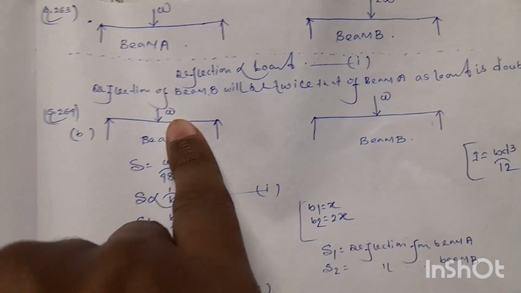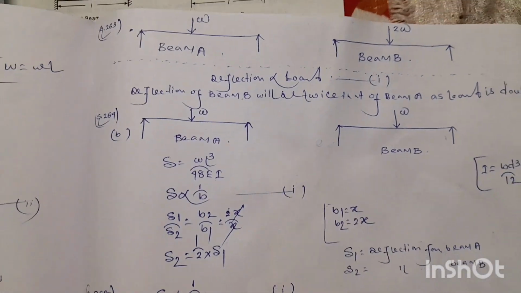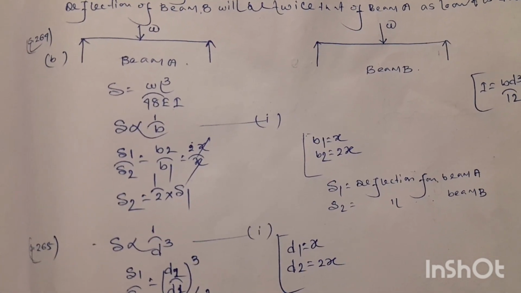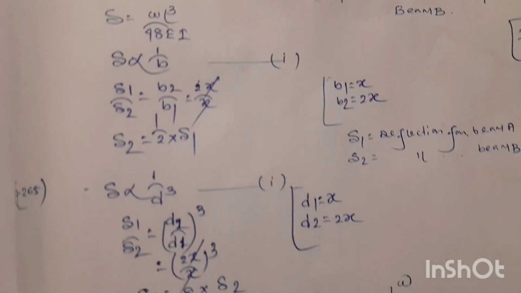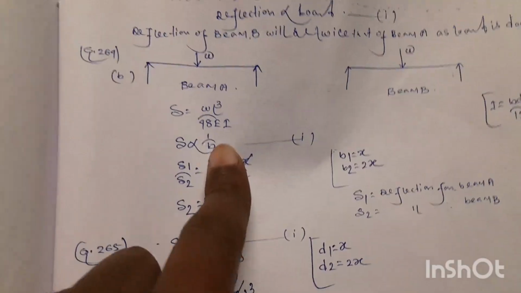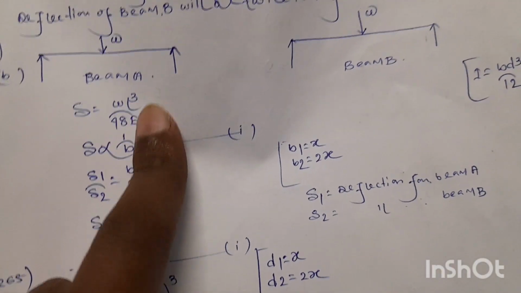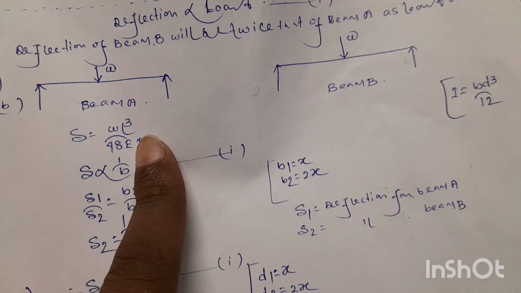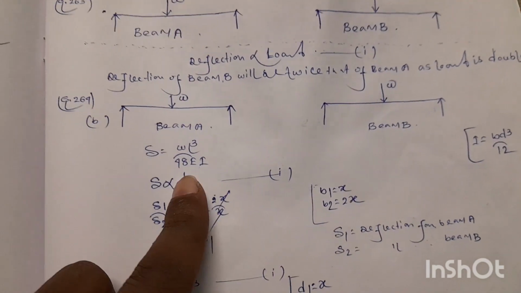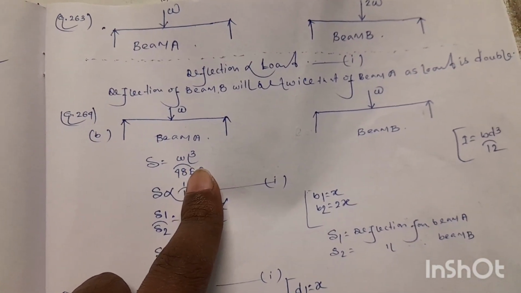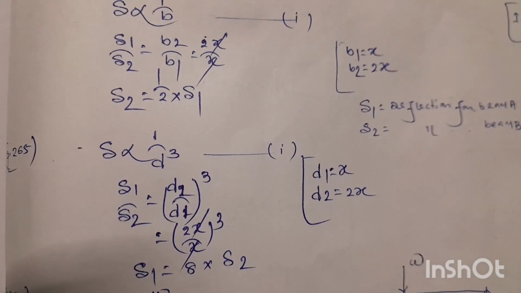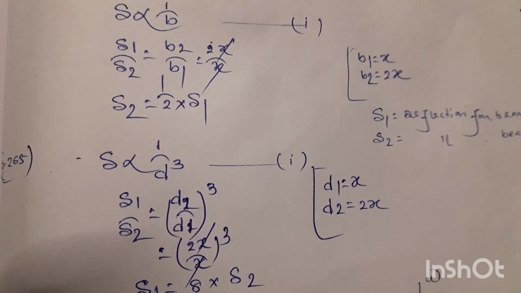Both simply supported beams are subjected to central point load W, but their length and breadth are the same, while the depth of the section for beam B is double. So what will be the deflection of beam B as compared to beam A? We know deflection del will be equal to WL³ divided by 48 EI. I is the moment of inertia of the beam section, so I will be equal to BD³ by 12. And if we put the value of I in this equation, deflection del varies as 1/D³. The deflection of the beam will be inversely proportional to the cube of the depth of the beam section.